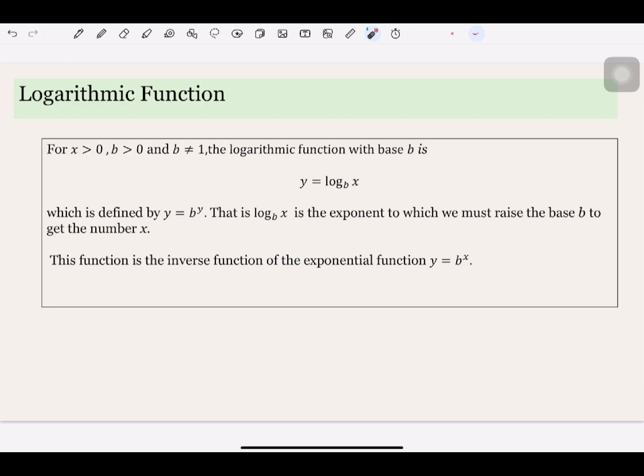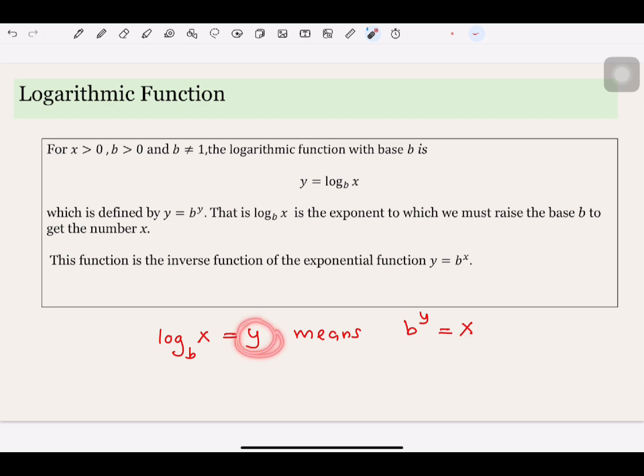So we say log base b of x equals y means b to the power y equals x. These two expressions are equivalent to each other. In other words, logarithms ask you to tell the exponent.